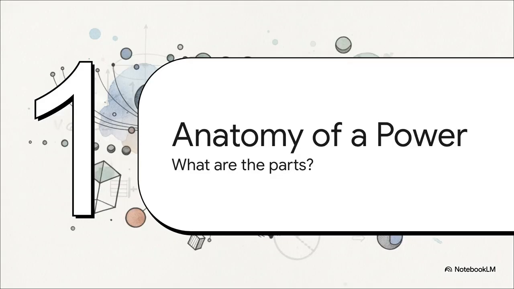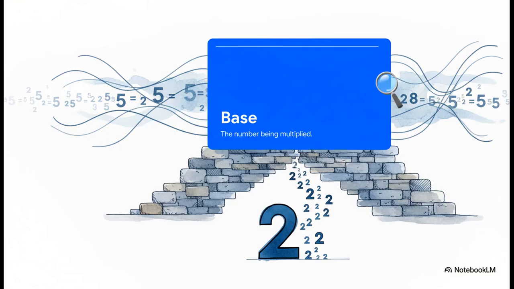All right, so let's break this down. What are we actually looking at here? This new way of writing things has 2 key parts, and once you know the lingo, you're halfway to mastering it. Okay, first up, you've got the big number on the bottom. That's called the base. You can kind of think of it as the foundation, right? It's the main number, the one that's going to be doing all the work, getting multiplied over and over again.